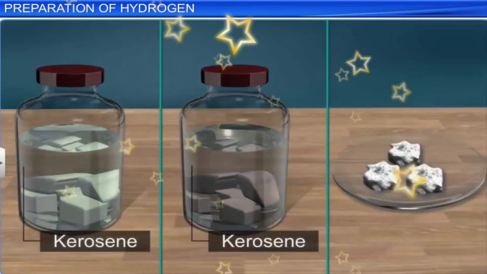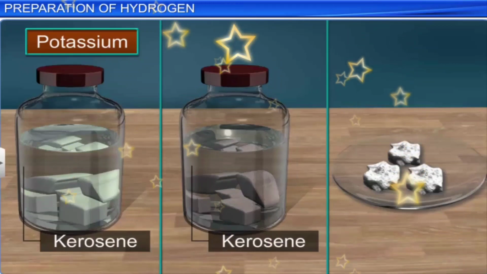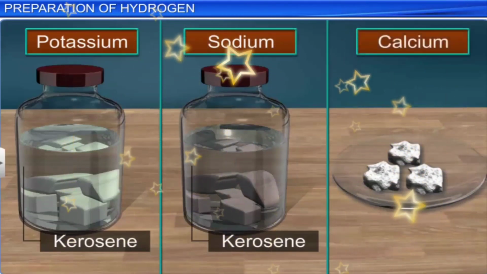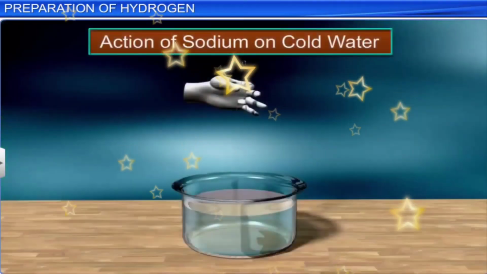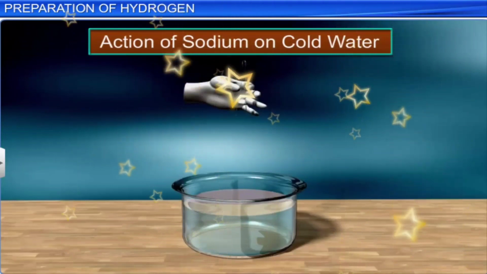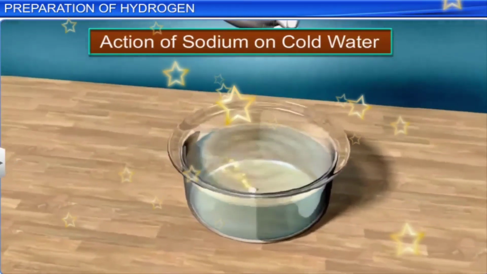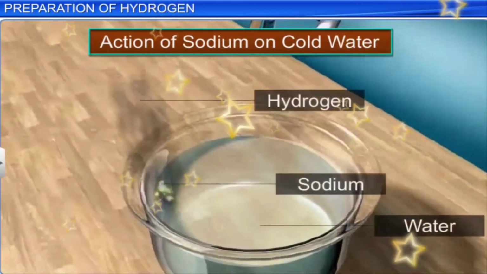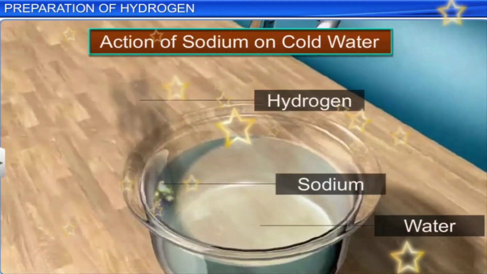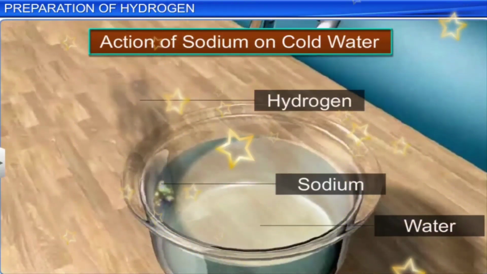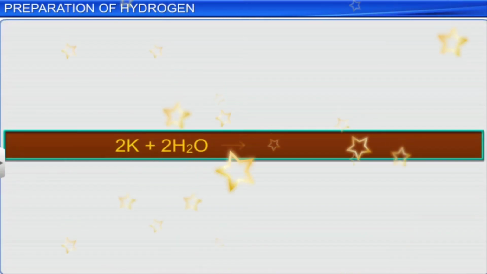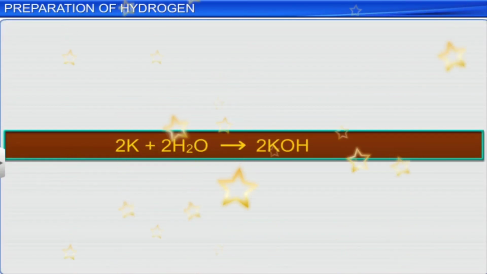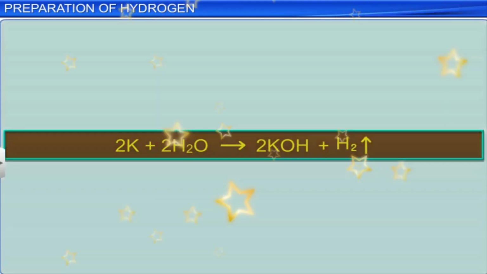Highly reactive metals like potassium, sodium and calcium, when exposed to cold water, liberate hydrogen along with energy. Hence, these reactions are exothermic in nature. For example, potassium reacts with water to produce potassium hydroxide and hydrogen.